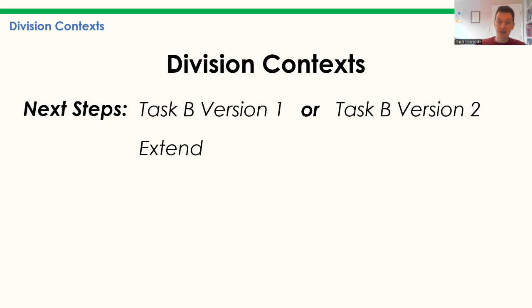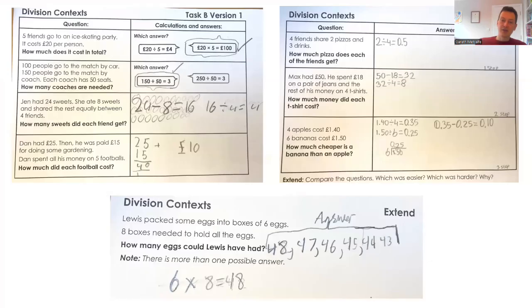And then this leads into children's independent practice. For the questions, the children have either Task B version 1 or Task B version 2. Task B version 1 has got more scaffolding for the children to make specific choices and explain mistakes. And then there's less challenge in the calculation, whereas Task B version 2 is a little harder in that respect. The children's extension is to look at the questions and think, well, how many steps in the questions? Which question was easier, which was harder, and why?